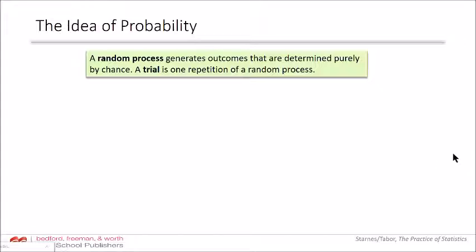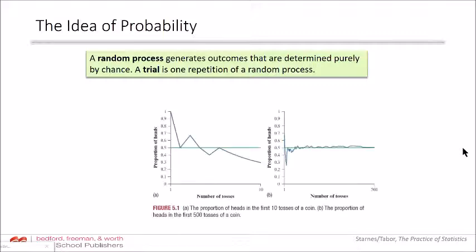For example, if we want to estimate the probability of getting heads when you flip a coin 1 time, this is what we're going to look at here. In figure 5.1a over on the left-hand side, we have the proportion of heads in the first 10 tosses of a coin. The number of tosses is along the x-axis. We start at 1, we go up to 10, and the proportion of heads is along the y-axis. The blue line starts up at 1. That means my first flip was a heads. Out of one flip, that one flip was a head, so 1 out of 1, 100%.